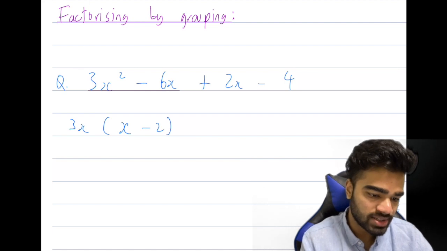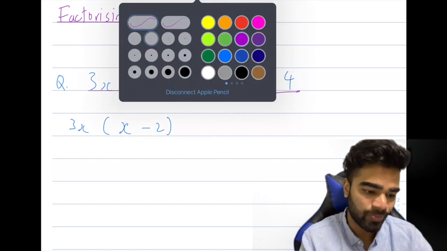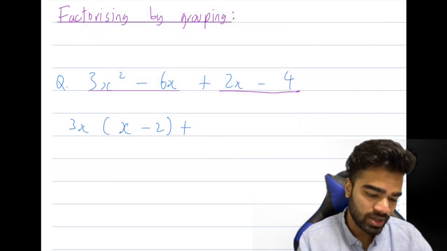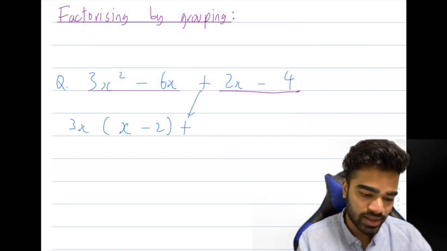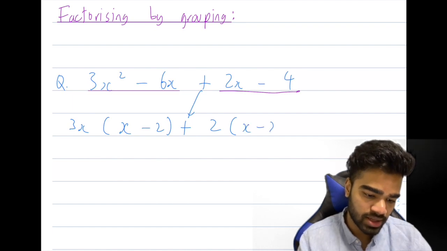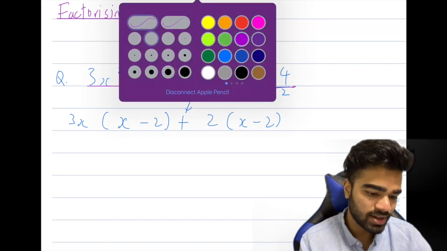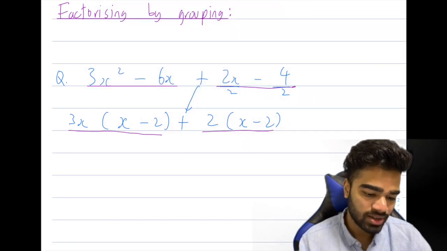Then you do the exact same thing to the second two terms, right? 2x minus 4, right? So you leave the plus there, this plus just comes down. Then what's the common factor? It's 2, so you take 2 out, x minus 2, right? Because you divide this by 2 and you divide this by 2, right? Now, what do you notice? Again, what you have here, guys, is two terms.